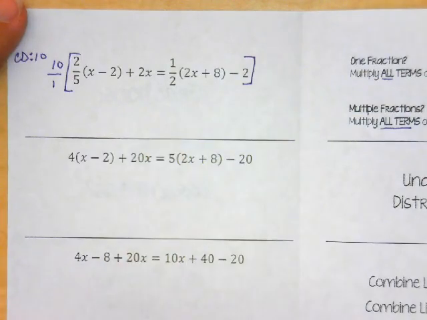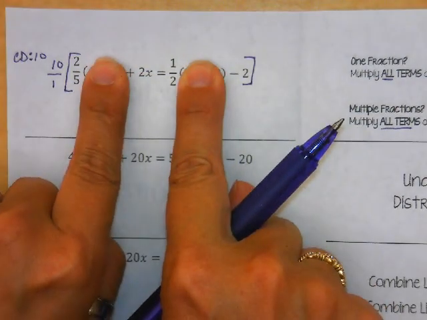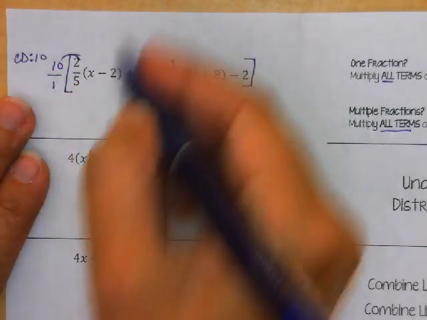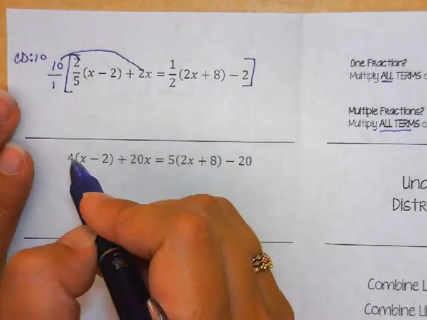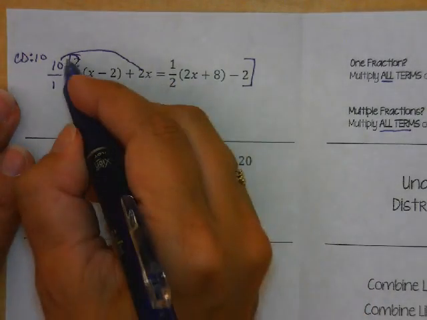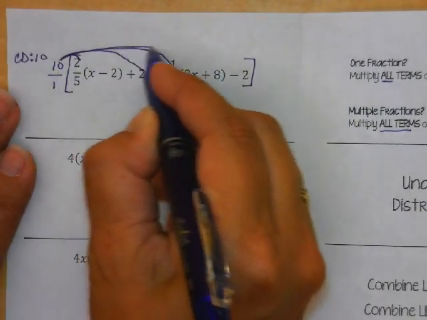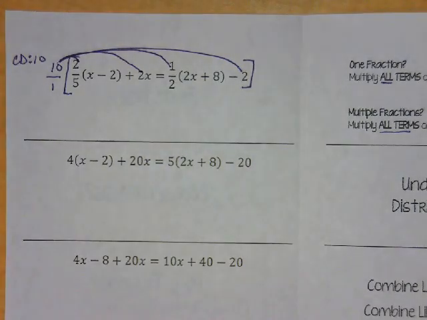Now here's the thing. If it's in parentheses, you're going to leave it. So we're not going to worry about these two pieces. We're going to multiply here. We're going to multiply with the 2x. We're going to multiply the 1/2. We're going to skip the 2x plus 8, and we're going to go to the minus 2. Those things in parentheses are going to stay there. We'll do something with those in a minute.